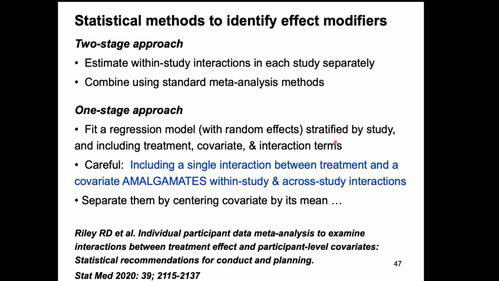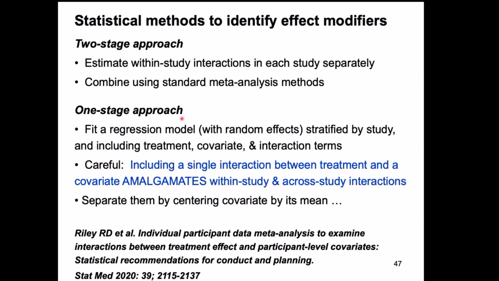If we want to examine interactions, so the differences in subgroup effects, for example, then again, we can use a 2-stage or a 1-stage approach. We could use a 2-stage approach and estimate the difference in effects between subgroups, and that's called a within-study interaction, and average those in the meta-analysis. So instead of pooling the overall treatment effect, we pool the interaction.